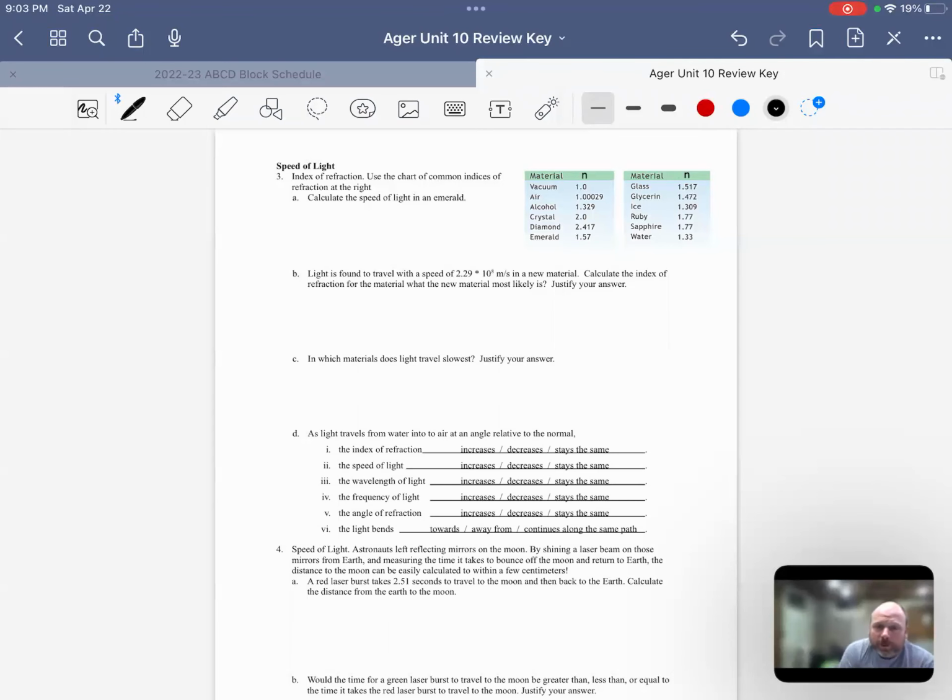All right, question number two is dealing with the speed of light and how it changes. So not only what its new speeds are, but how it changes, what changes, frequency, all those things. So we'll go through those different things. First off, we have our table of values here. N is the index of refraction.